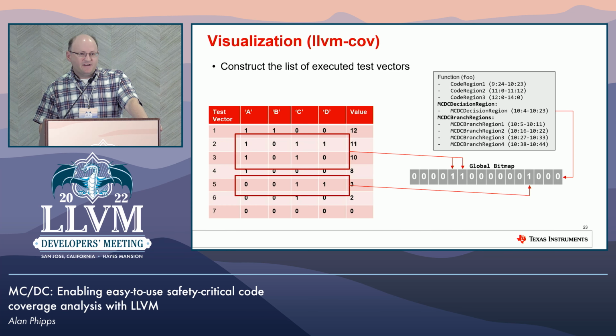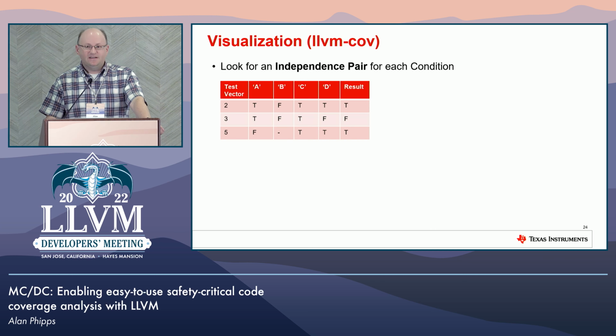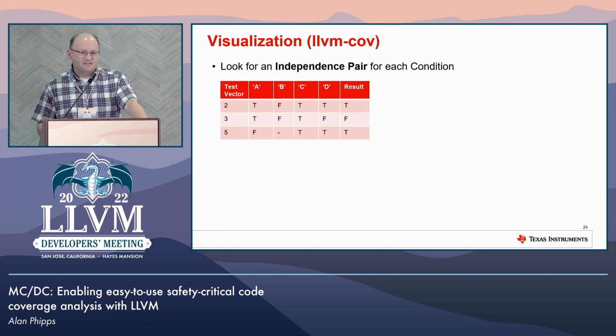Once it knows the list of executed test vectors, as in this case, let's say we've executed only 3, it then performs an analysis for MCDC across each condition. Now, this is the most computationally expensive part of the algorithm. This is something that's well known to other vendors as well. But when you're dealing with 2 to 3 conditions in a Boolean expression, it's not that bad.